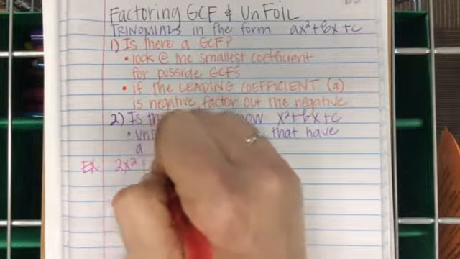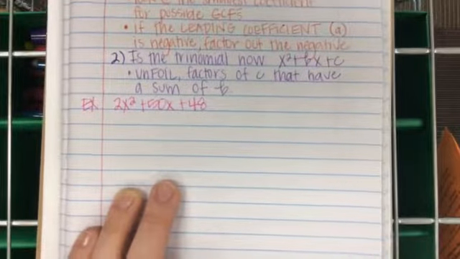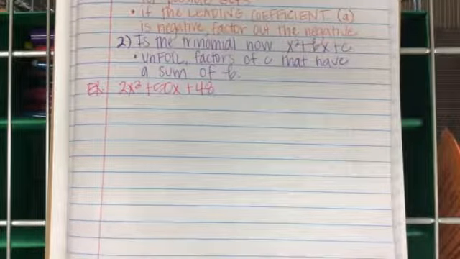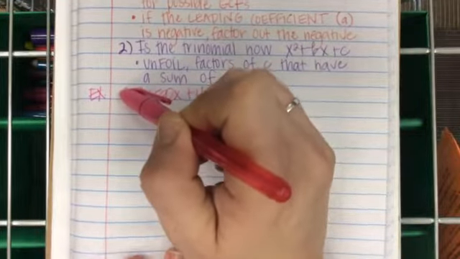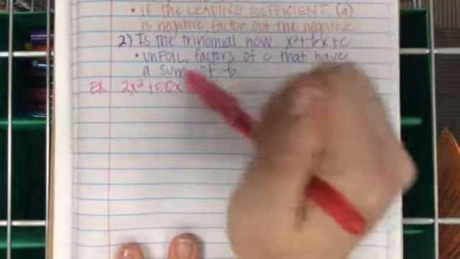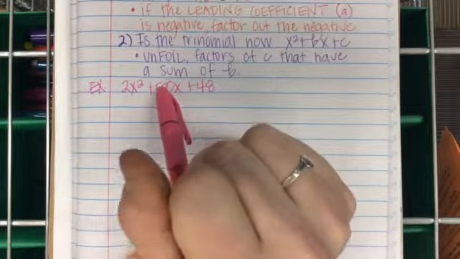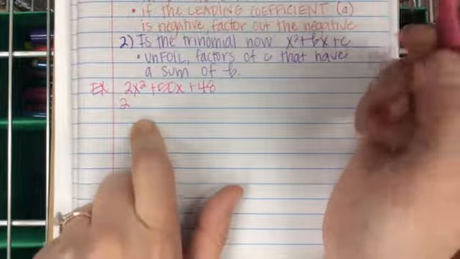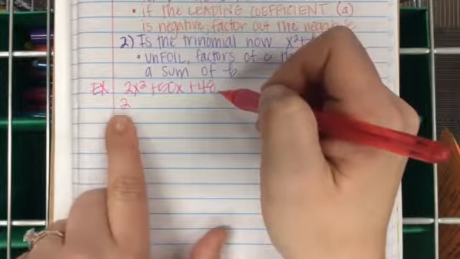2x squared plus 50x plus 48. So this obviously is in ax squared plus bx plus c form, right? There's a coefficient that is not 1. So my hint to you is look at the smallest coefficient for possible GCF. So 2. Correct? Meaning, is everything divisible by 2? Yes. So factor out a 2. The greatest common factor is a 2. How come I can't say 2x? This constant doesn't have an x value, so I'm only factoring out a 2.